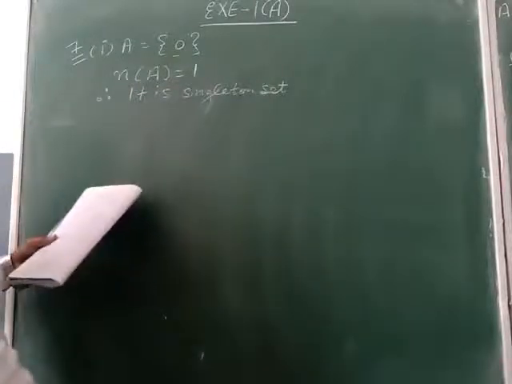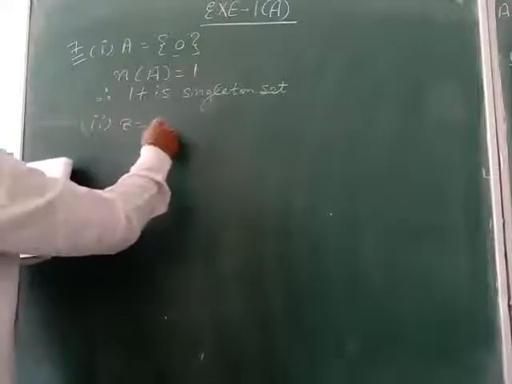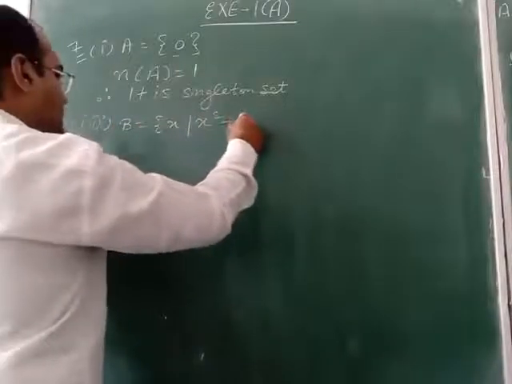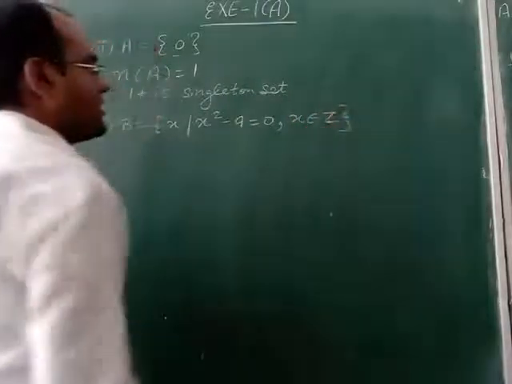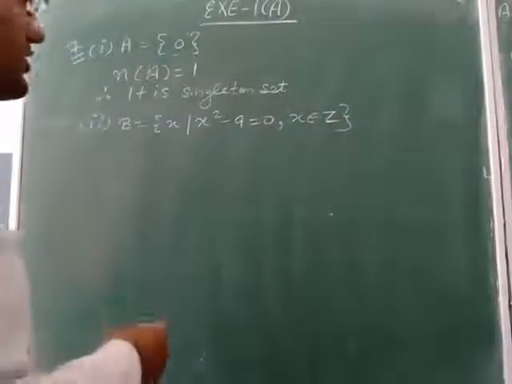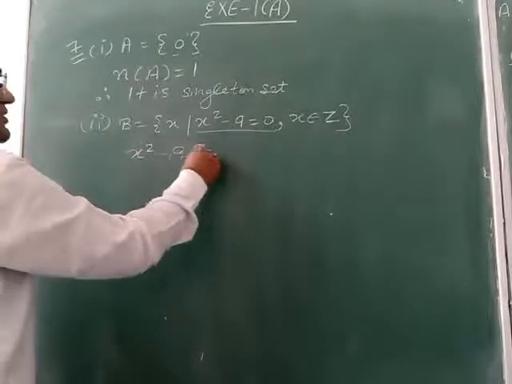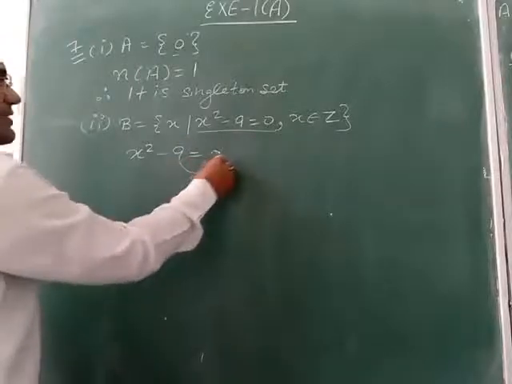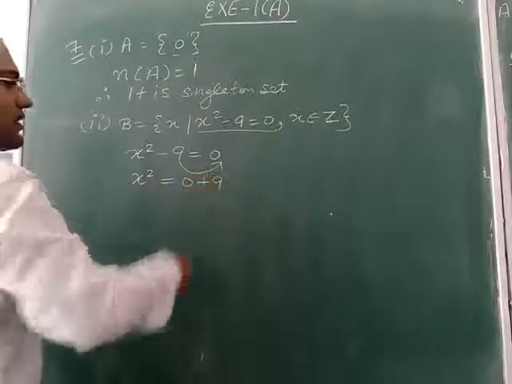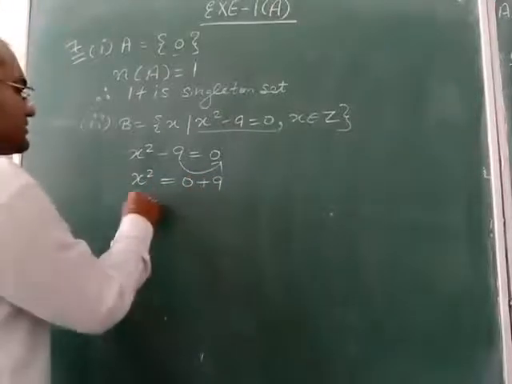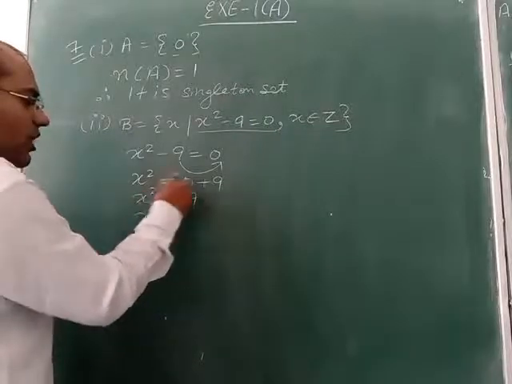Now the second part. B is equal to {x such that x square minus 9 is equal to 0, x belongs to Z}. Z represents integers. Now we will use this: x square minus 9 is 0. When we bring the minus 9 to the right hand side, x square is equal to 0 plus 9. 0 plus 9 is 9. And we will remove the square from x.